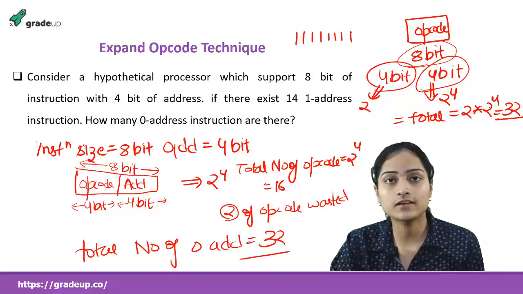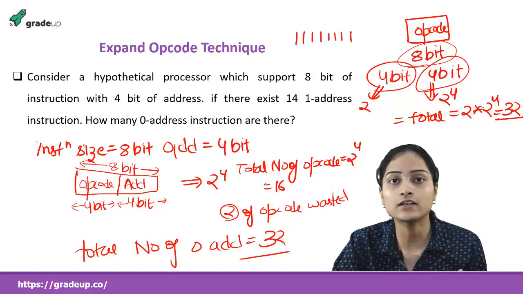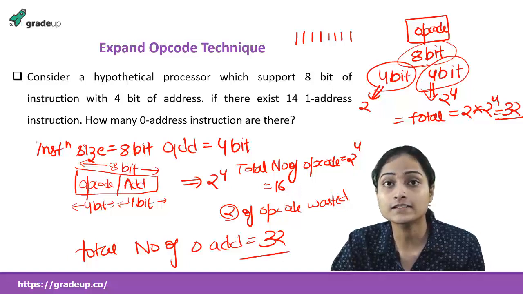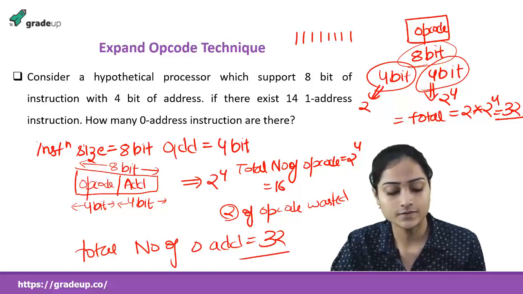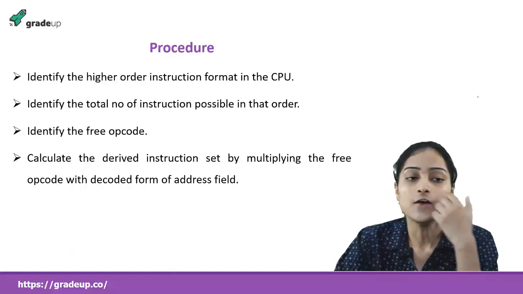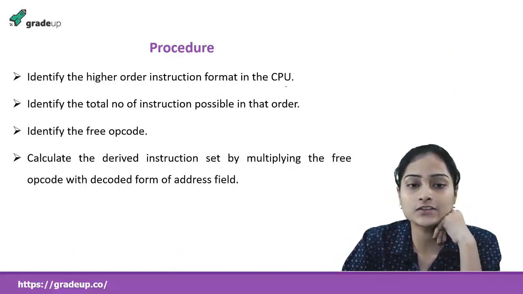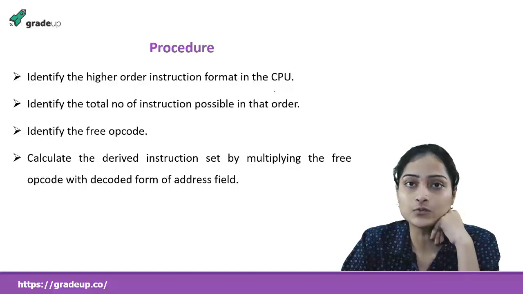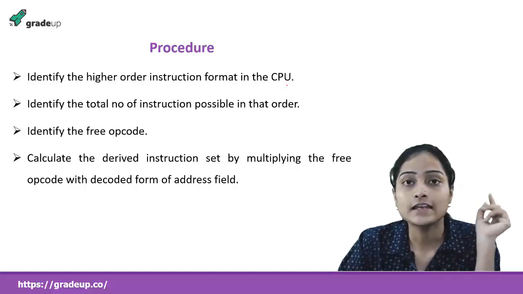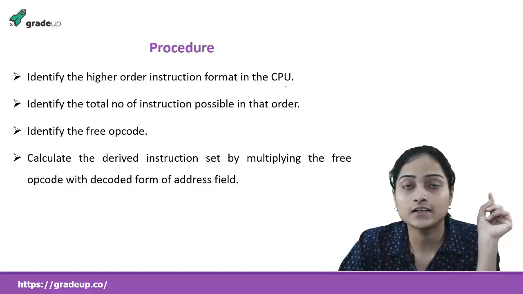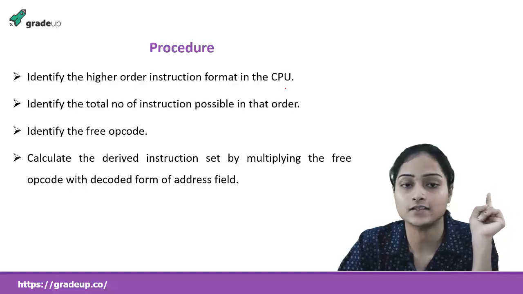Now I'll generalize this procedure. I'll give you an algorithm to solve such kinds of problems. First of all, you have to identify the higher order instruction format in your CPU. That is, in our last example, the higher order instruction format was the one address instruction.